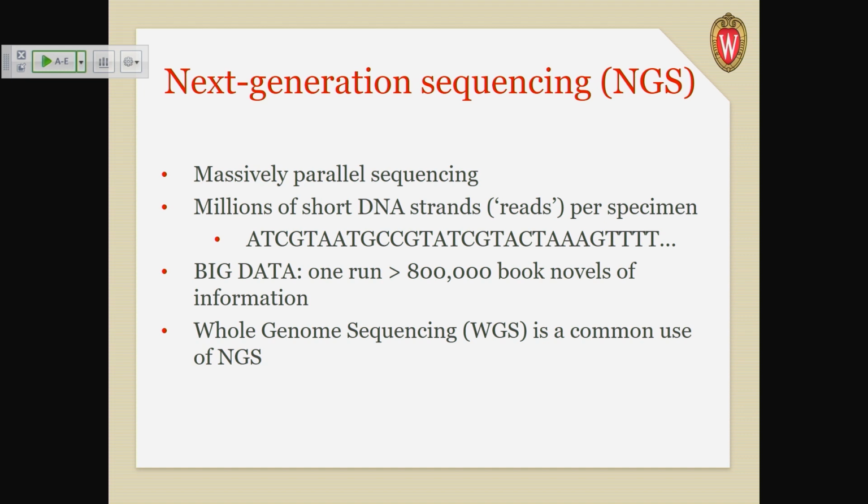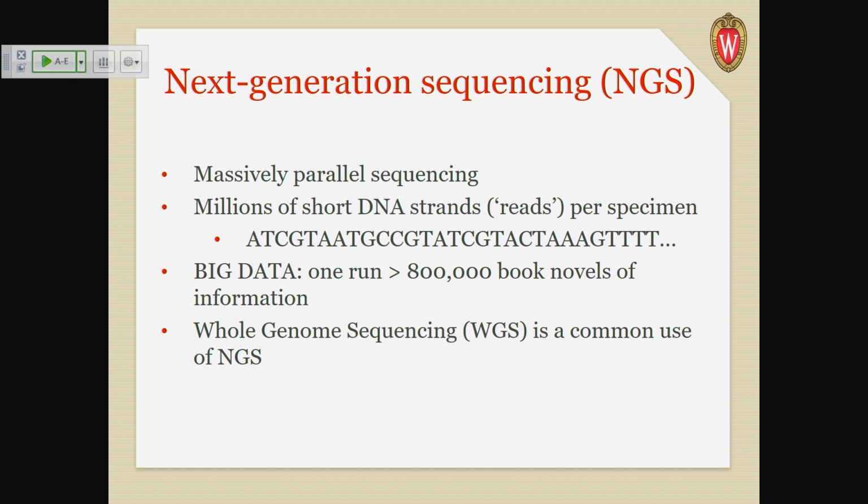We're talking big data. Some of our runs that come off on a NextSeq, which is a higher volume instrument, one run is more than 800,000 book novels of information. So you think about one novel, how many letters and words there are in that one novel, 800,000 novels in one particular run. So this is really, really big data. When I say massively parallel sequencing, it's really massively parallel.